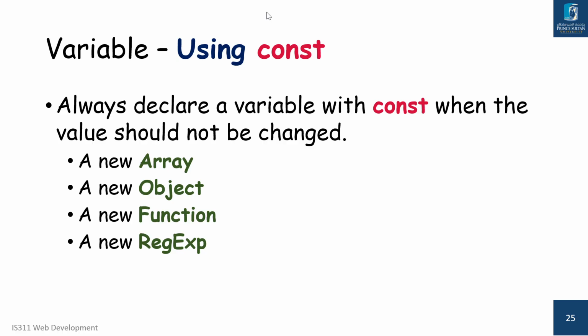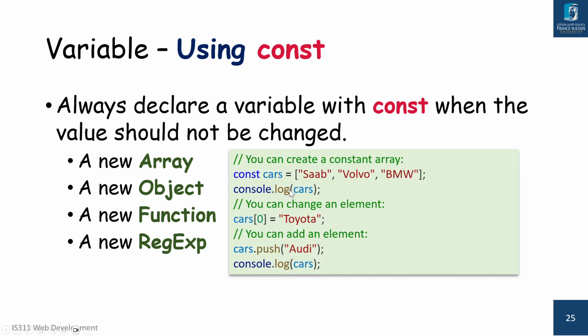So what was the reason? If I try it here, you can see that I have used that. Let me open the pen. I have used const cars, and then I assign an array of strings which has different names: Saab, Volvo, and BMW.